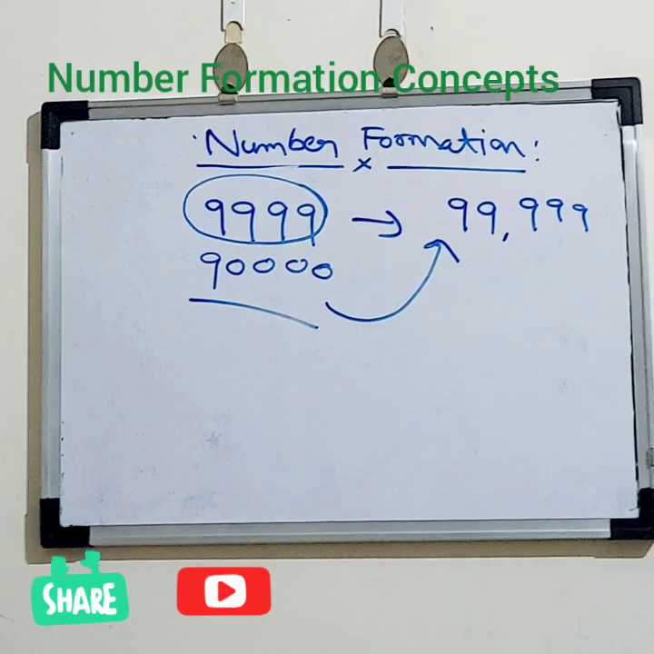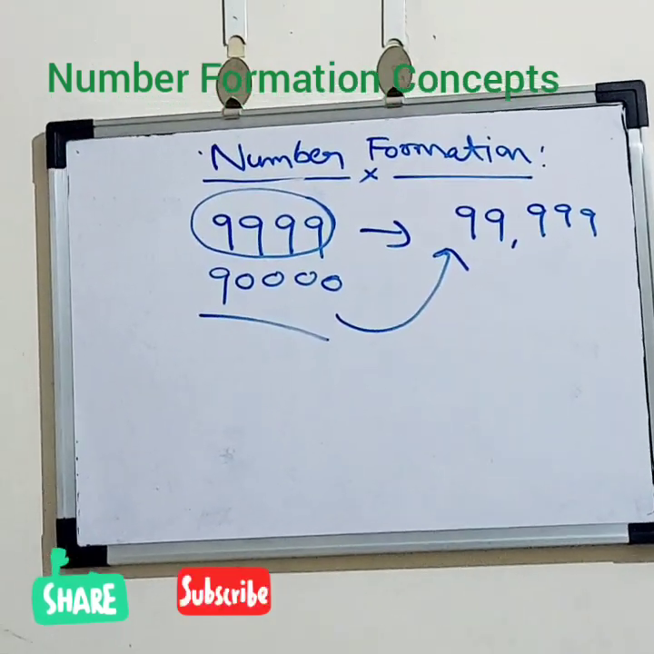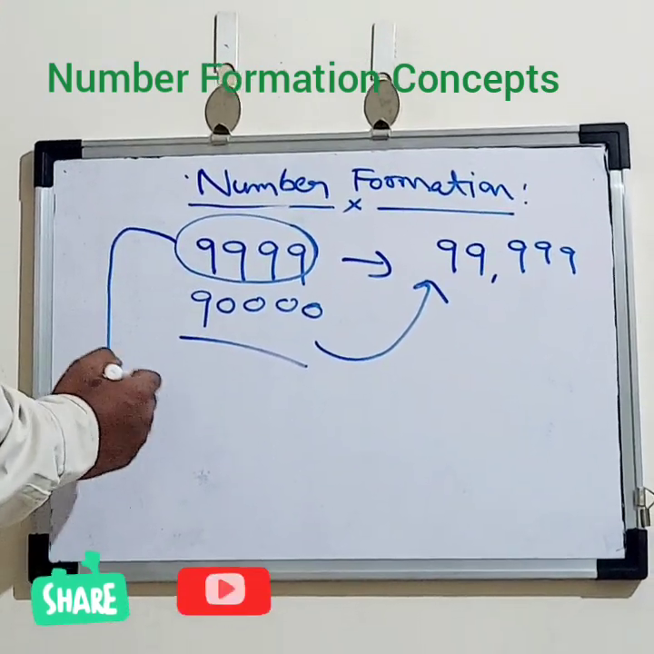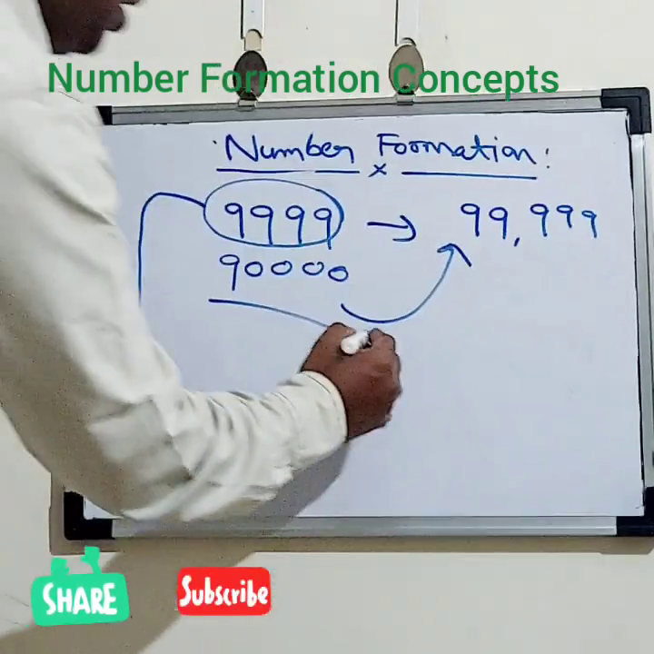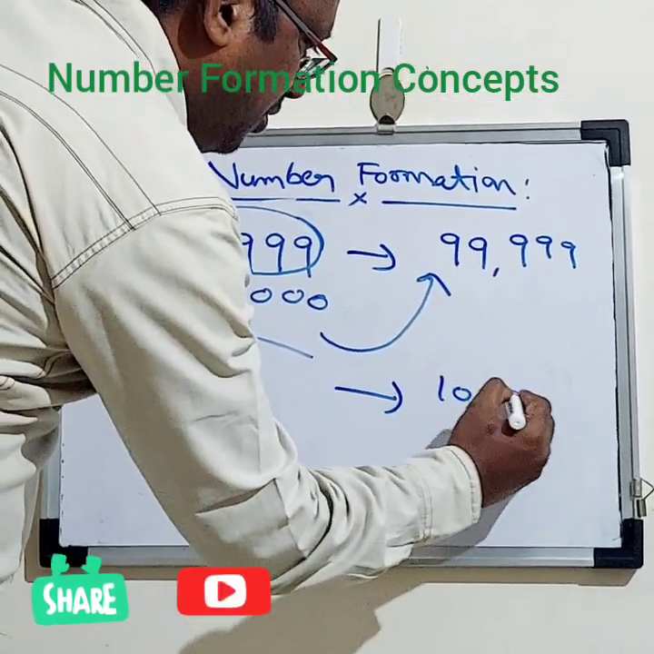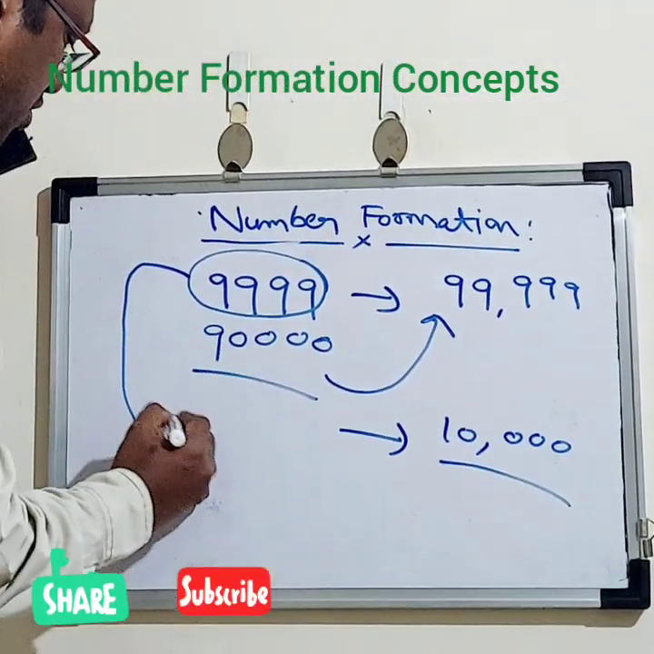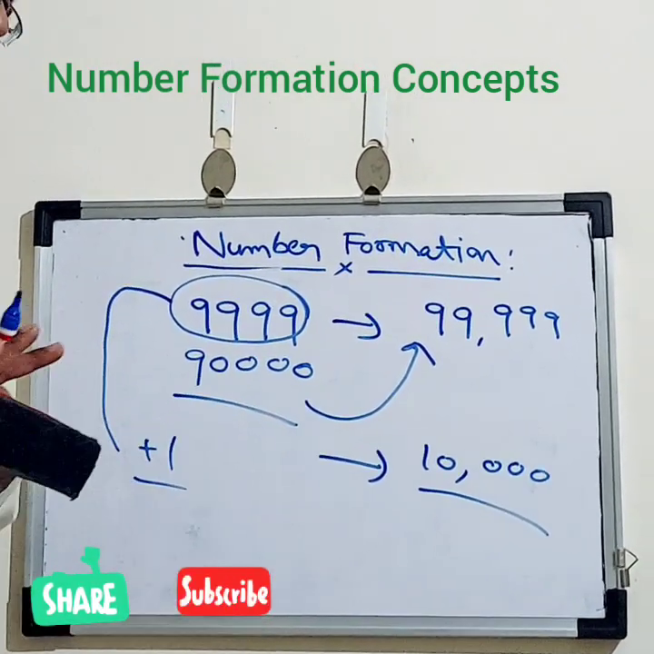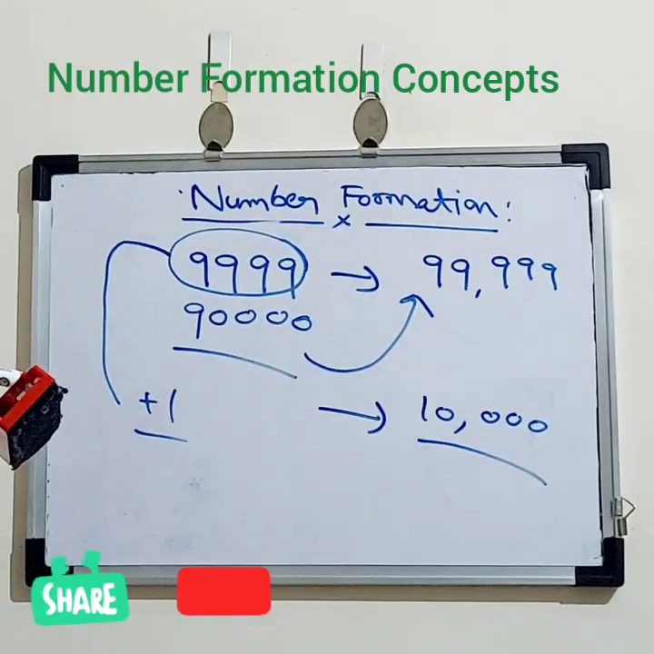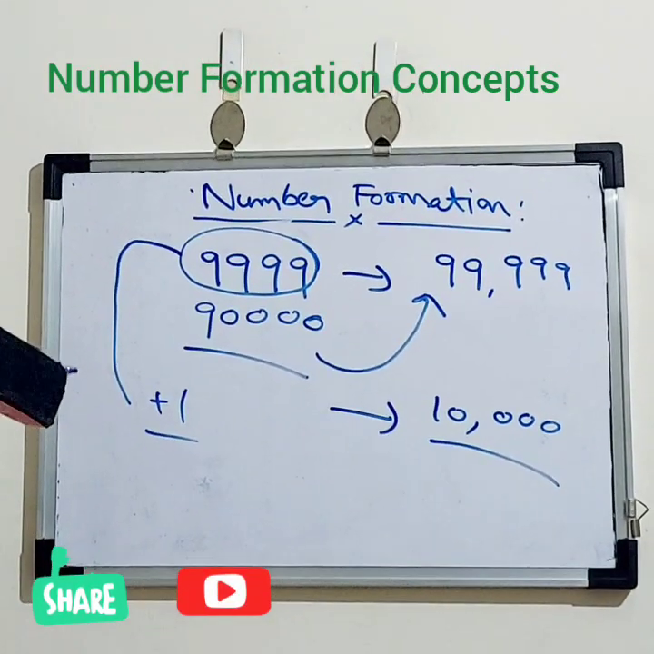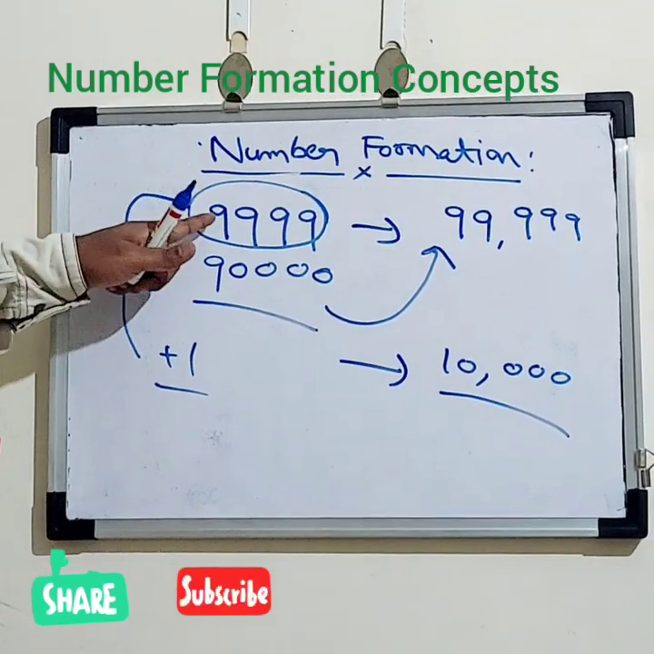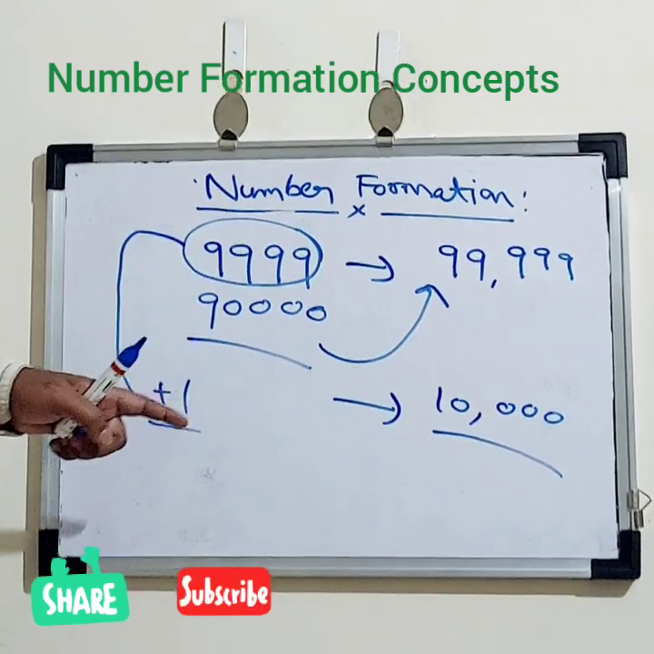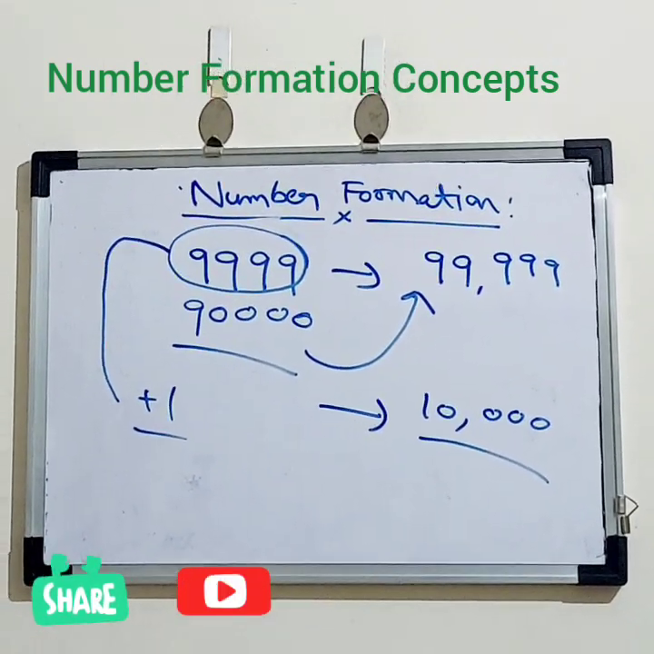But if you want to form the smallest 5 digit number, what number should be added to 9,999? Because the smallest 5 digit number is 10,000. So just add 1 over here. That will give the smallest 5 digit number. So the logic is, we should know the smallest 5 digit number and the highest 5 digit number. Once you know the value, just add the related plus values and minus values, and you will get the required answer.